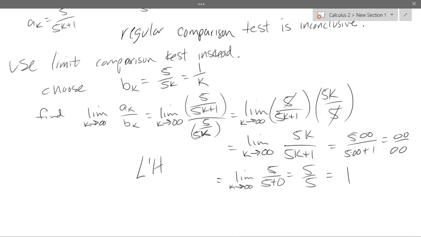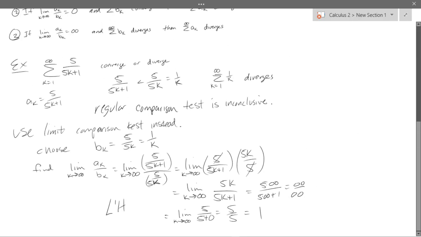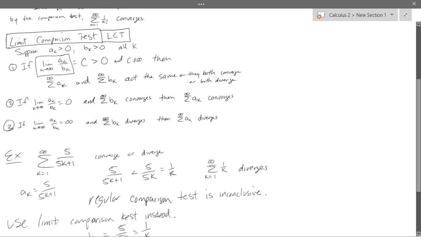So our limit is 1. The only important thing to remember out of there is it's a positive number that's not 0. So we're in case 1. You're almost always going to be in case 1. And if you make a good choice for b_k, you're generally going to get the number 1 out.